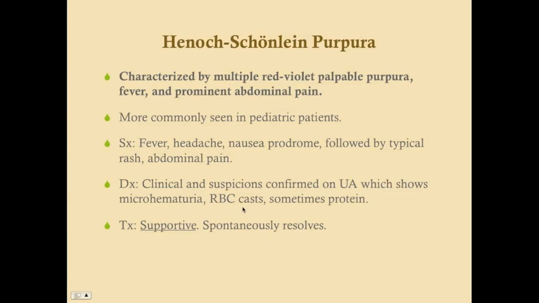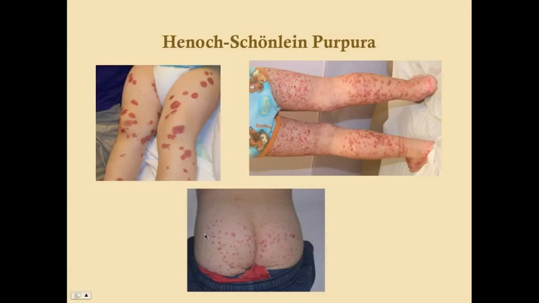You'll see red blood cell casts, sometimes protein. You can pretty much diagnose it based on the symptoms, but you're going to want to get a urinalysis to seal your diagnosis. The treatment is going to be supportive. This always resolves. And this is that characteristic rash that you see.